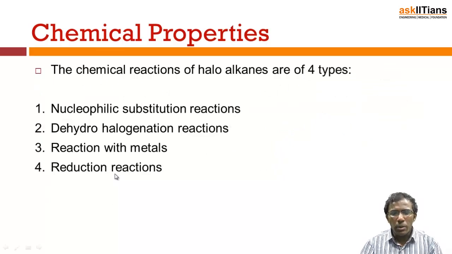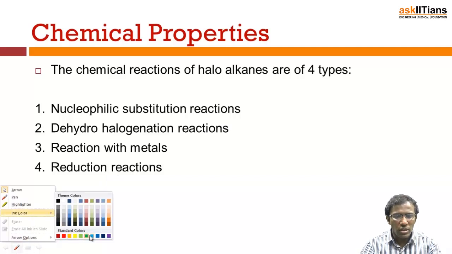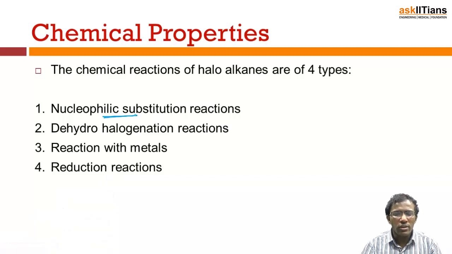So let's see the chemical properties shown by the alkyl halides. The chemical reactions of haloalkanes are of 4 types. Namely, one is the nucleophilic substitution reaction, second is dehydrohalogenation, third is reaction with various metals, and fourth is reduction reactions.